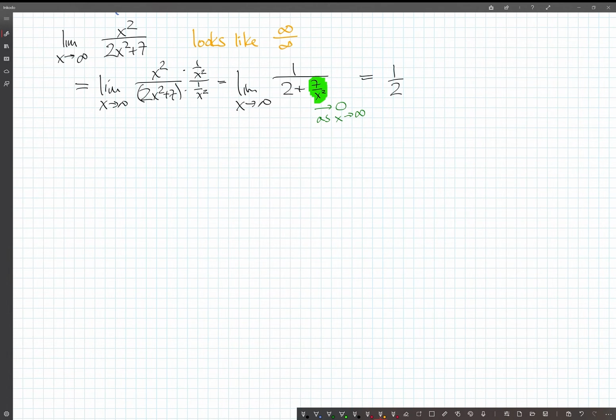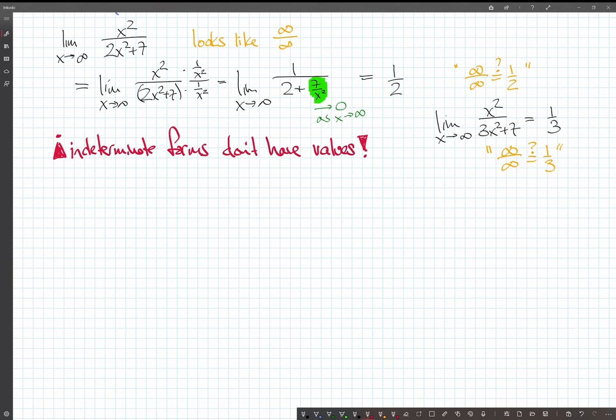This might tempt you to ask, is infinity over infinity equal to 1/2? But if you do the exact same computation with a 3 in place of a 2, the limit you compute will be 1/3, which would lead you to ask, is infinity over infinity equal to 1/3? The answer here is to not assign a value to infinity over infinity. Does that mean you should give up? No. What it means is, when you see an indeterminate form, your work isn't over. You still have work to do. What we need to do then is do some algebra, as we did here.